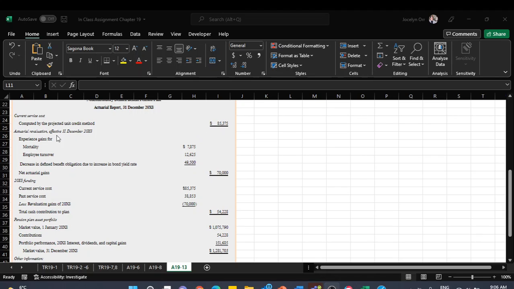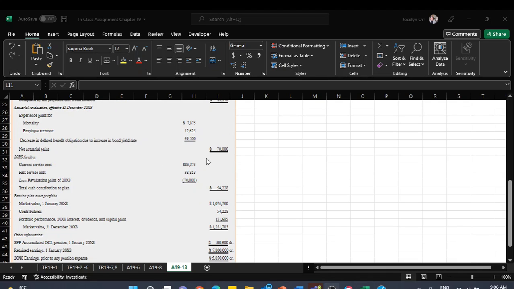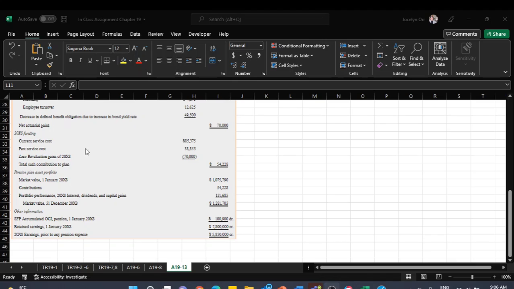So we have our current service costs computed by the projected unit credit method, which we know is in alignment with our external reporting requirements. We have actuarial revaluation, experience gains for mortality, employee turnover, and a decrease in the defined benefit obligation due to an increase in bond yield rate. So our net actuarial gains were $70,000.